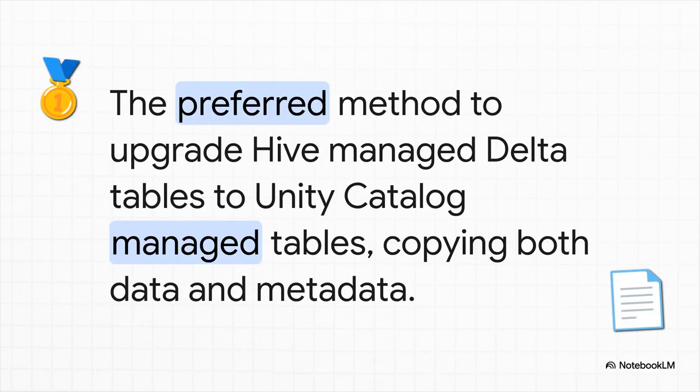And now, for the full-service, white-glove experience, we have Clone. This is the command for taking your old Hive managed tables and transforming them into true Unity Catalog managed tables. It copies the data and all the metadata, unlocking all those awesome performance and governance features we talked about. If you want to squeeze every last drop of value out of this upgrade, Clone is how you do it.